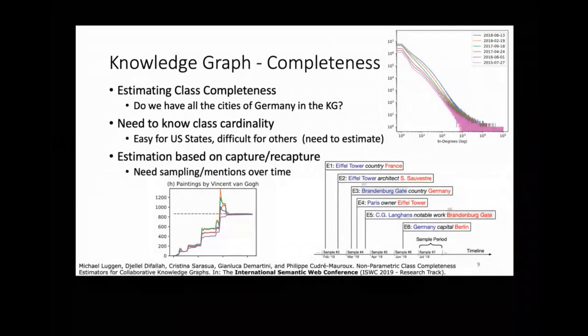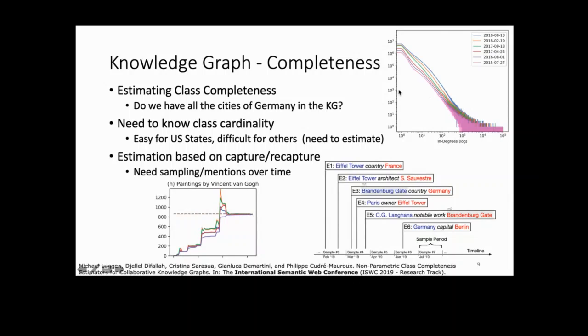When we talk about knowledge graphs, one question is: is the graph complete, right? Specifically with an example, do we have all the cities of Germany in our knowledge graph, or are we missing something? So in order to answer this question, do we have all the entities of one type, what we need to do actually is to know what's the class cardinality, right? Our class is cities of Germany. We need to know the cardinality of that set. That is the total number of cities in Germany. If we know that number, then we know what's the level of completeness, right?